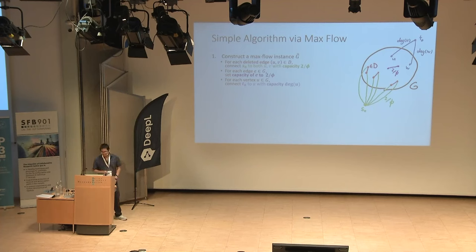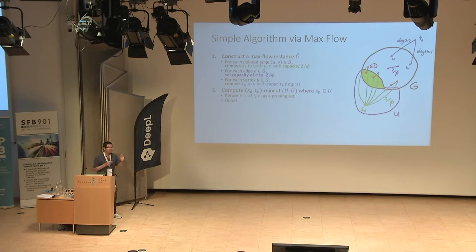Now, the algorithm is just to compute the s-t min cut using max flow, right? Let's say that you get a cut, U and U bar, such that U is the side that contains the source. So that's the algorithm. What you need to do next is to say that the pruning set P is just U minus the dummy source. So this is what you return. And that's it. That's the algorithm.